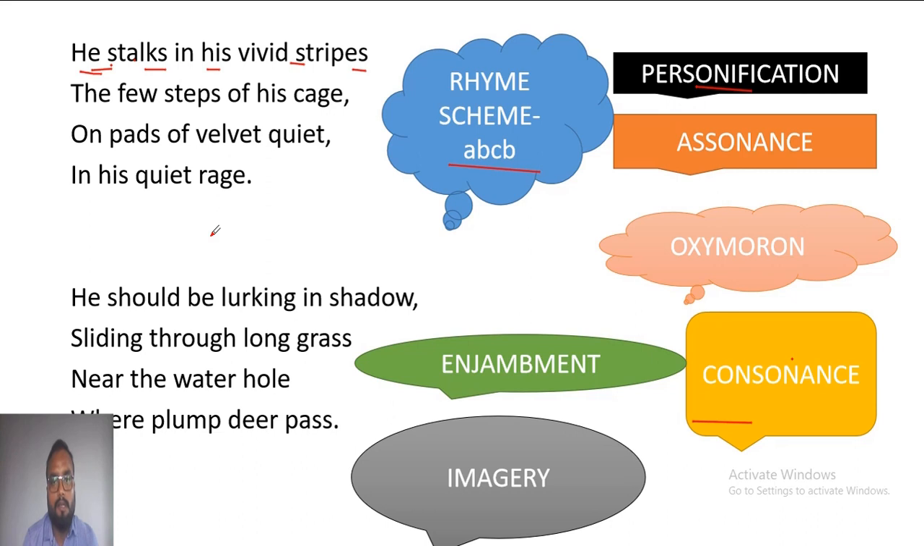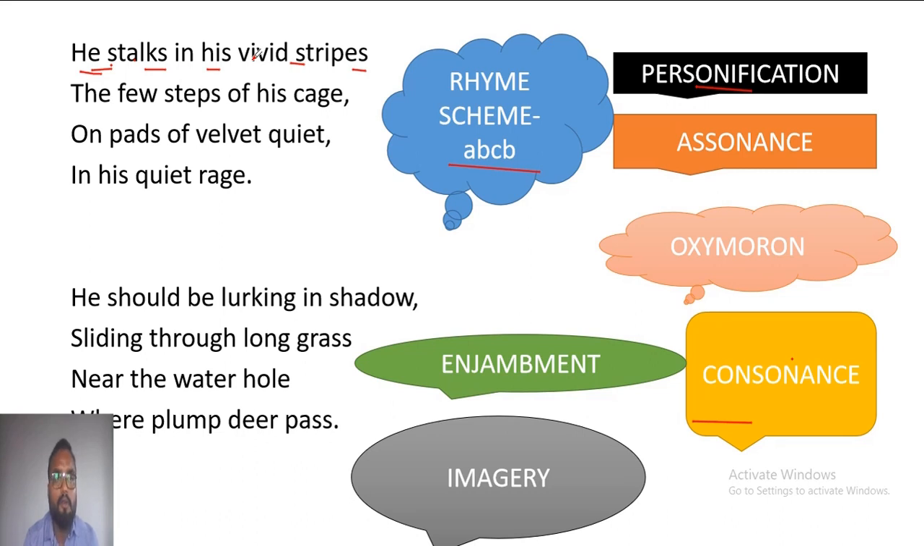There is a little bit of confusion between consonance and alliteration. Alliteration comes only at the starting of the word. It is also repetition of a consonant sound, but only at the starting of the word. But here you can see that the consonant sound is in the middle as well as at the end, as well as in the starting. So this is the difference between consonance and alliteration. Alliteration comes only in the starting of the word.